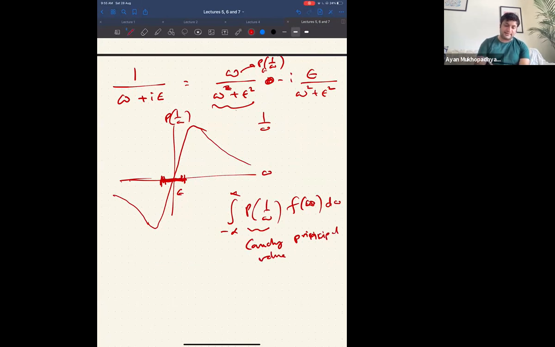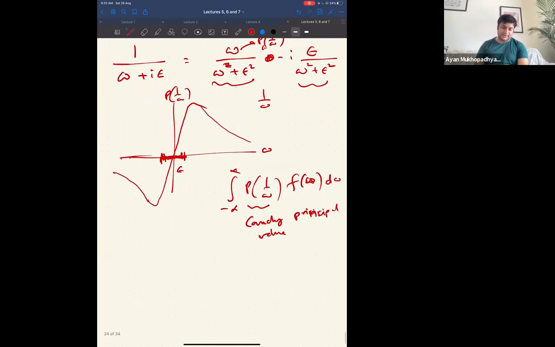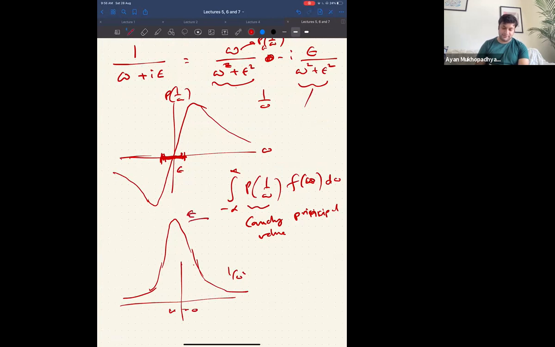So now what is this object, epsilon by omega square plus epsilon square? How does it look? If you are very far away from the origin, it decays like 1 over omega square. And it looks like a sharply peaked function, and the peak is at omega equal to 0. This is how it looks, epsilon by omega square plus epsilon square as a function of omega. The tail is 1 over omega square.